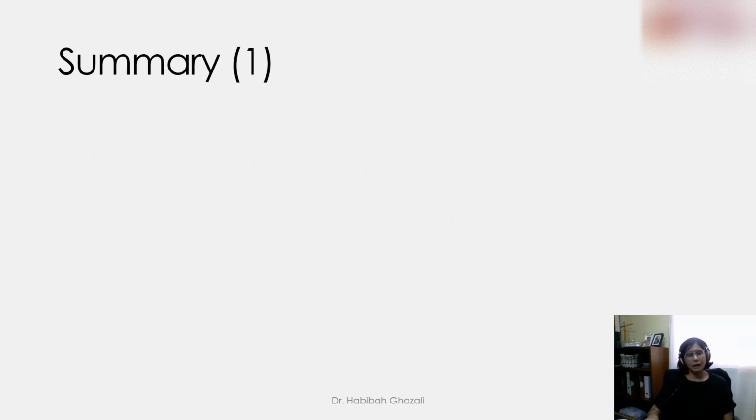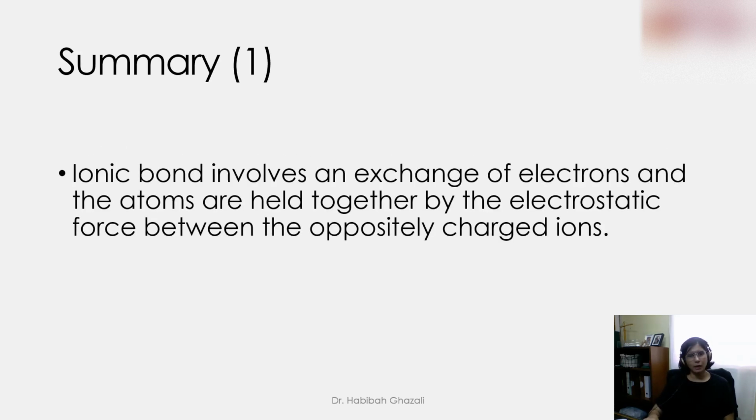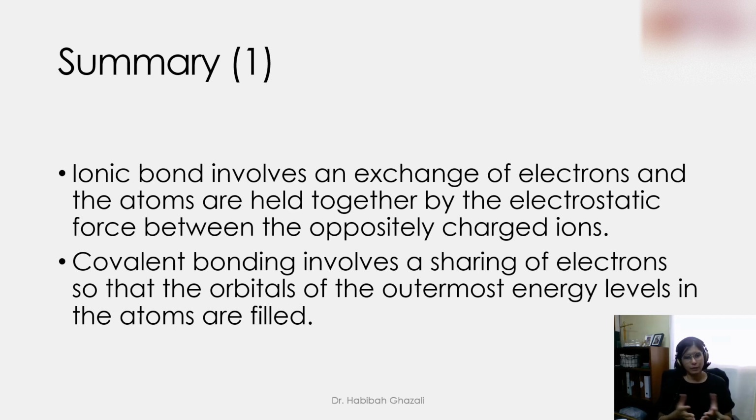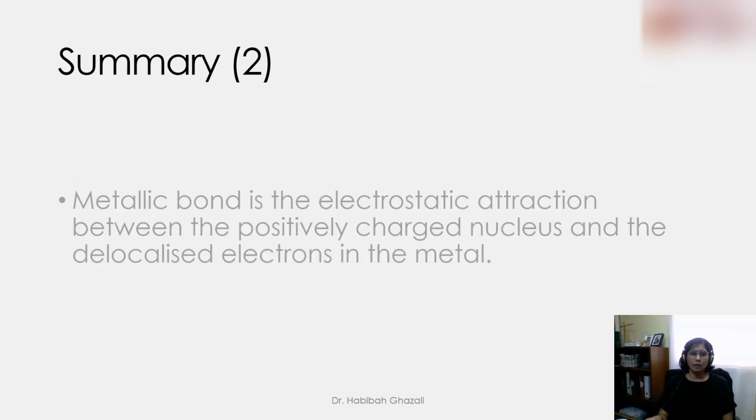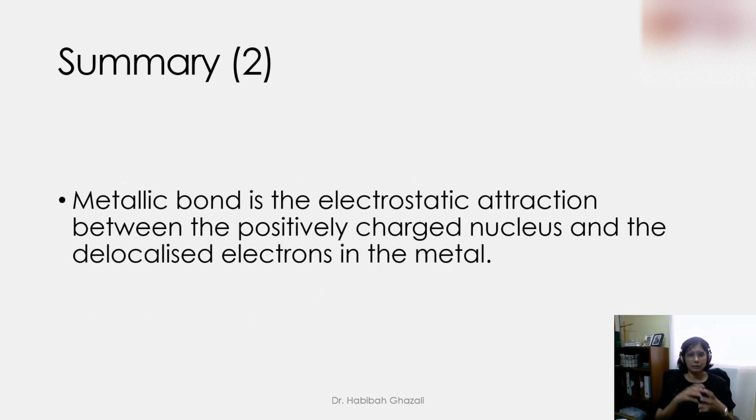So in summary, in this lesson, we have learned that ionic bonds involve an exchange of electrons, and the atoms are held together by electrostatic force between the oppositely charged ions. Covalent bonding involves a sharing of electrons so that the orbitals of the outermost energy level in the atoms are filled. And metallic bonding is the electrostatic attraction between the positively charged nucleus and the delocalized electrons in the metals.